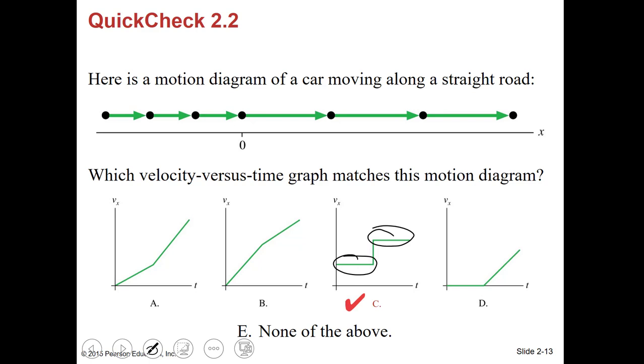Now, if you had a position versus time graph, you might have selected A. This is what a position versus time graph might look like for this motion, but that's not what we have here. We have a velocity versus time graph.